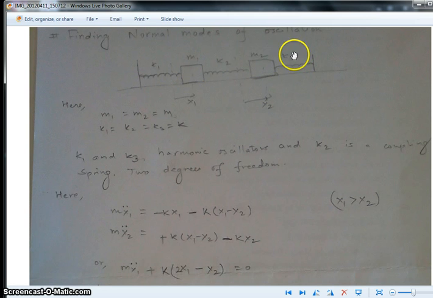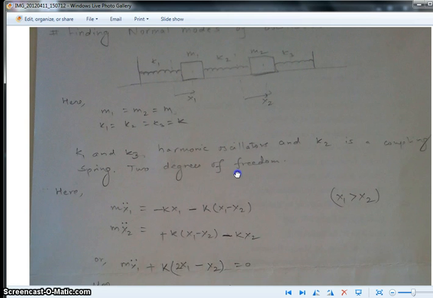So since K1 and K3 are the two harmonic oscillators, here the degree of freedom is 2. So I have supposed x1 to be the stretch of spring K1, and x2 is the stretch from the original position of M2. So with that in mind, the equations of motion of M1 and M2 are described over here. I have supposed x1 to be greater than x2, and this is just the application of Hooke's law.